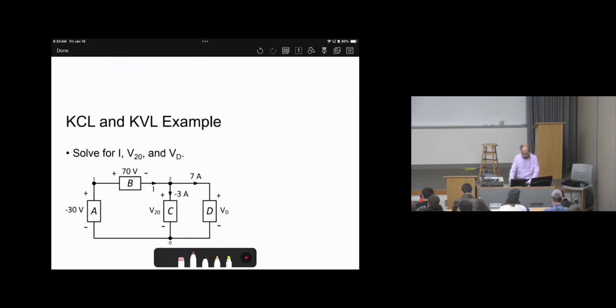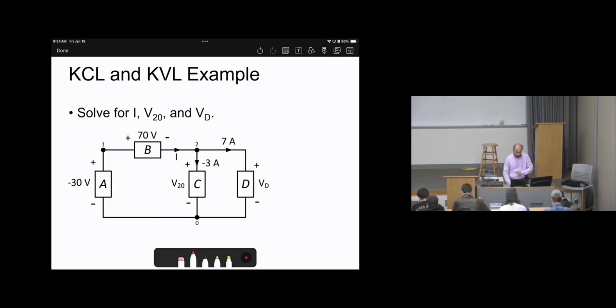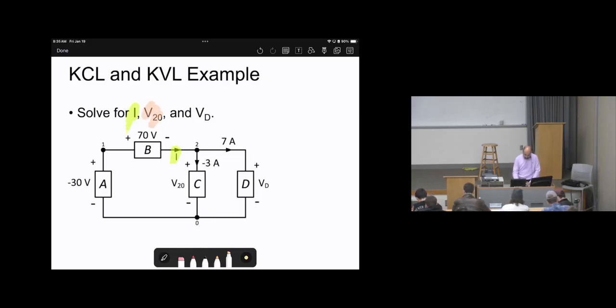Okay, there is an example here to do KVL and KCL. Solve for I, V20, VD. You need to locate where is I. Here is I. Where is V20? Here is V20. Where is VD? Here is VD. So you need to look at where all of these are. Now, you need to apply KVL or KCL such that there is only one unknown.